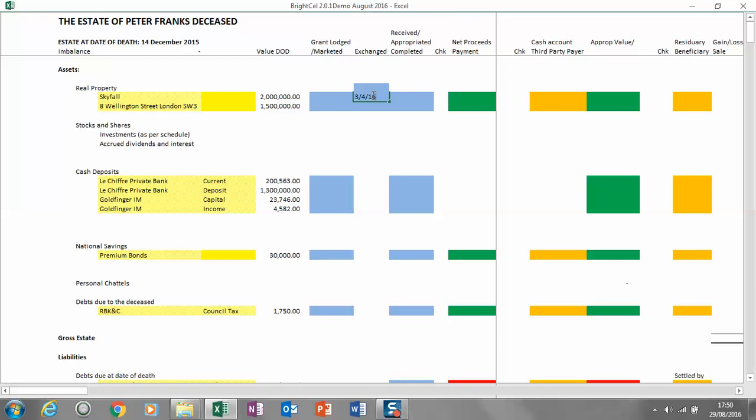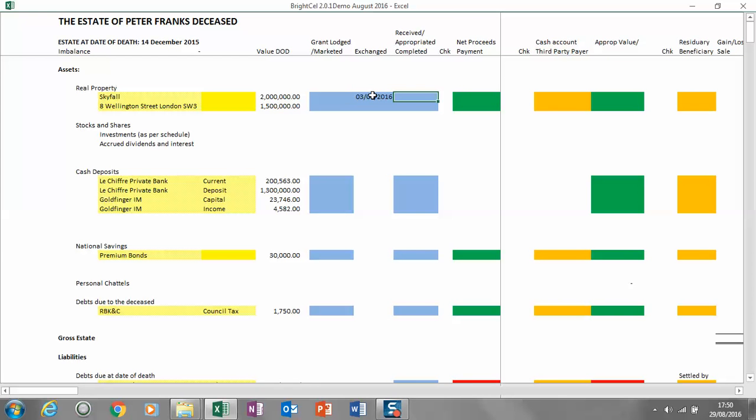There we are. And we received the money on the 30th of April 16. And the amount that we got, now this is net proceeds, okay, so this is after all expenses.